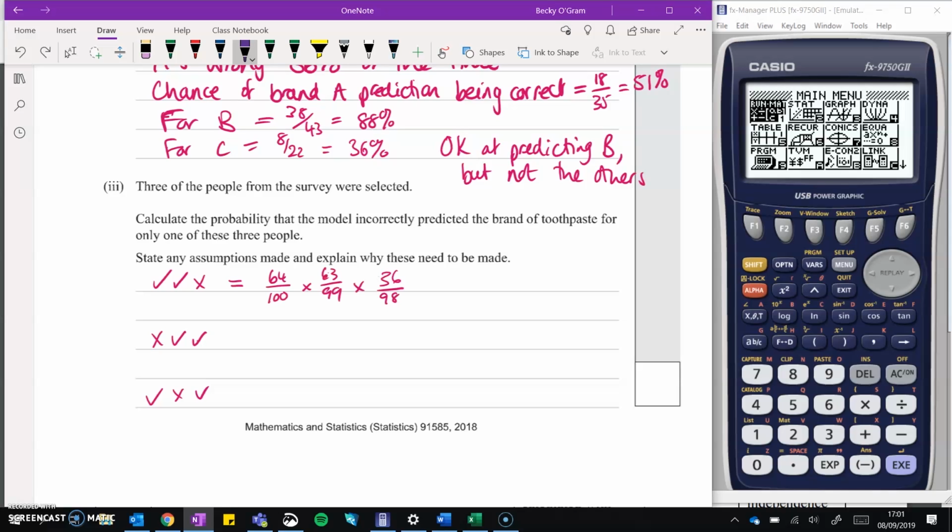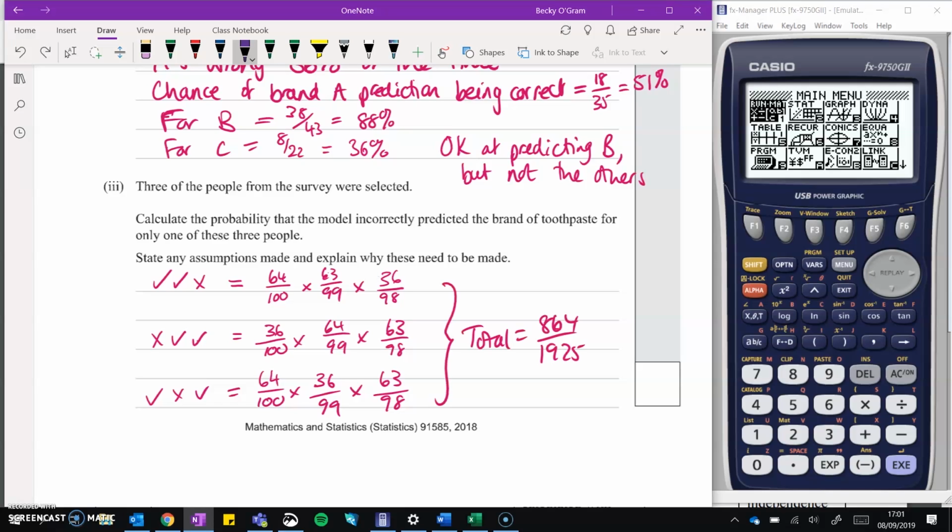So the first person would be 64 out of 100, then we've removed them. The chance of getting a correct one from these ones is now 63 out of 99 left over, and then the wrong ones left is 36 out of 98. We do a similar thing for the other 2 options. And then we can have either of these branches giving us the result that we were looking for, where only one person got predicted wrong. So add them up since we're doing an OR.